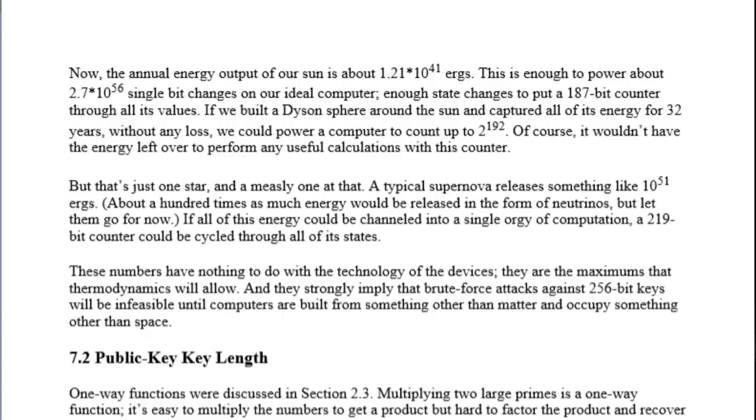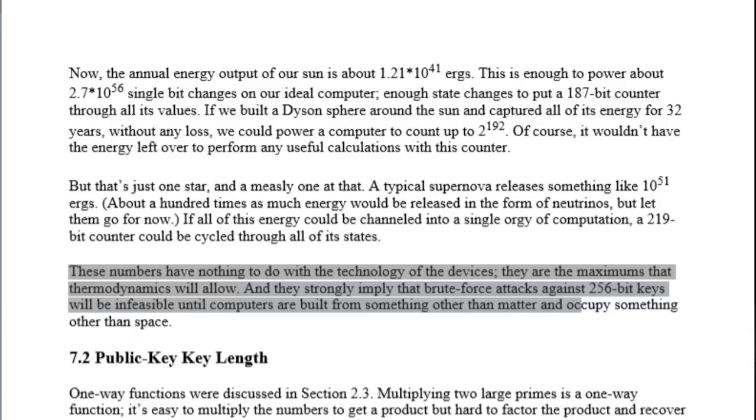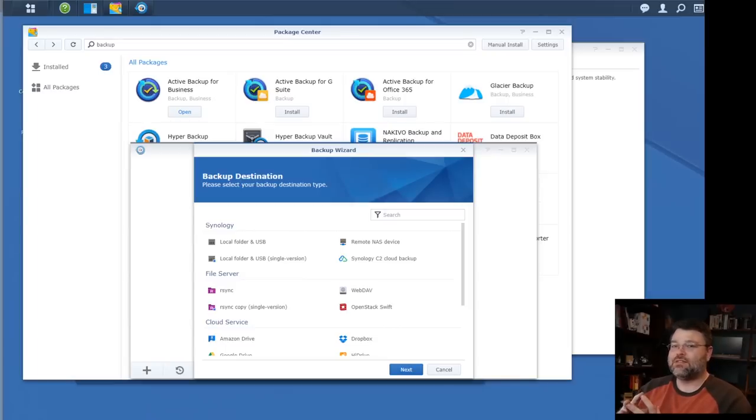So Bruce Schneier concludes that these numbers have nothing to do with the technology of the devices. They are the maximums that thermodynamics will allow, and they strongly imply that brute force attacks against 256-bit AES keys will be infeasible until computers are built from something other than matter and occupy something other than space. So AES 256, the algorithm, pretty good. AES 256, the implementation, is not necessarily guaranteed to be good.